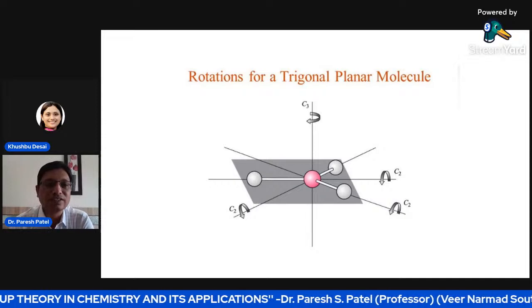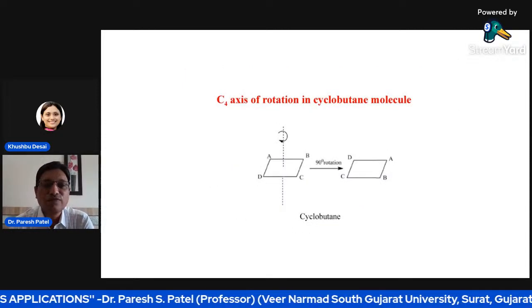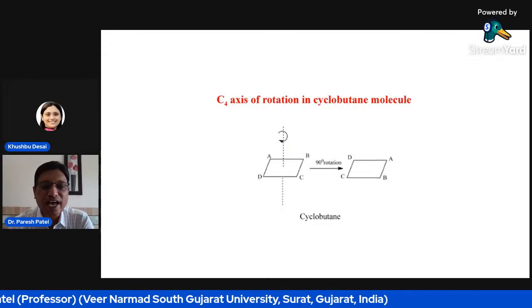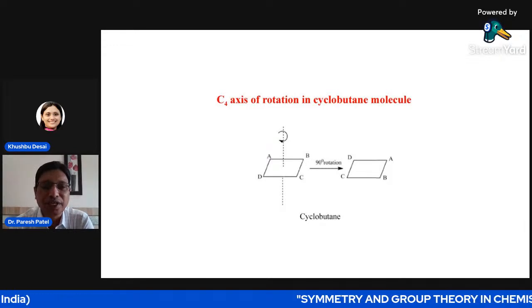So next one please. Now this is the C4 axis of rotation in cyclobutane molecules. In the case of the cyclobutane molecule, this is the imaginary axis, and if we rotate this molecule along this axis by around 90 degrees, we get the equivalent orientation position.